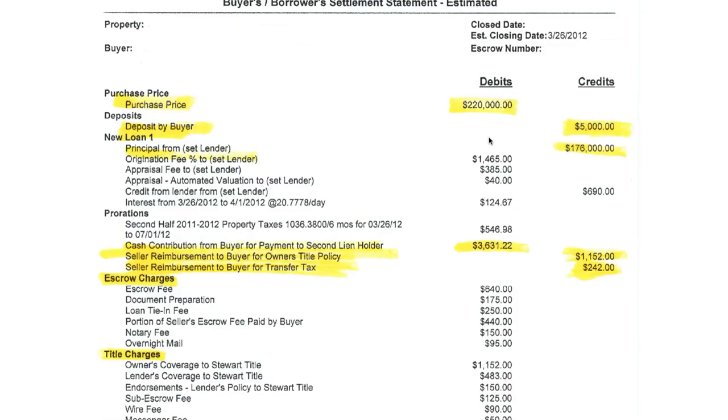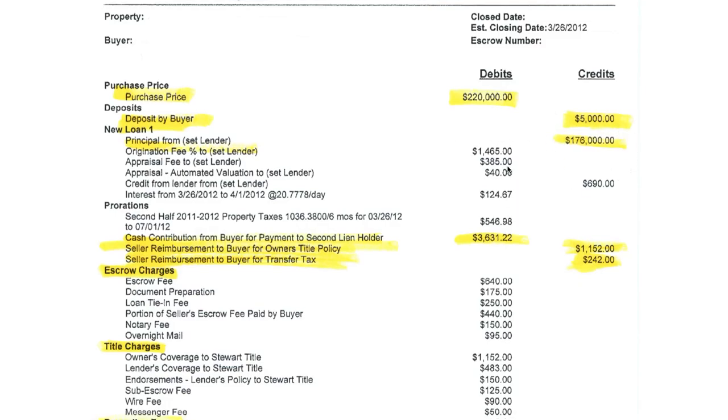So we have a purchase price of $220,000, okay? And this buyer made a deposit of $5,000 at the opening of escrow. Then we have a new loan of $176,000. So the loan is going to be a credit in this instance, okay? And then we have fees. These are lender fees, $1,465. The appraisal fee was $385.